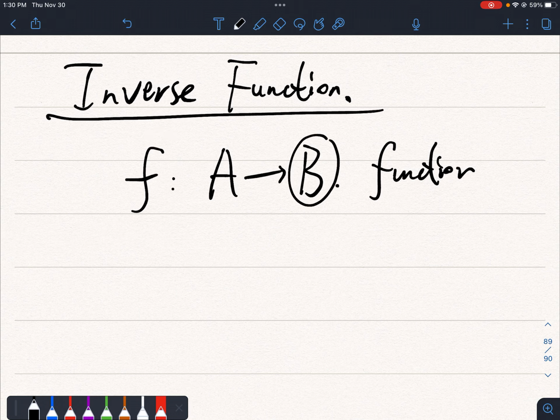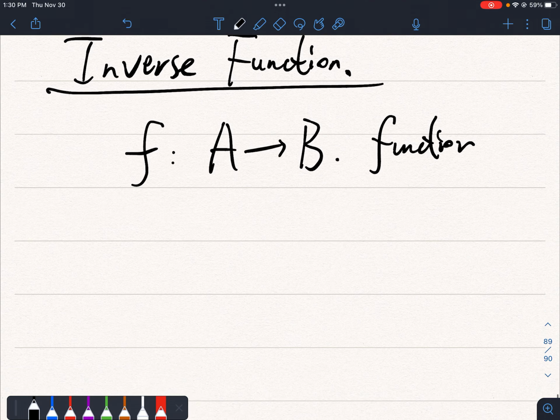a is equal to b, and then because this b is a codomain, it means every value of f must be within this set b. But there are basically two problems with the general function.